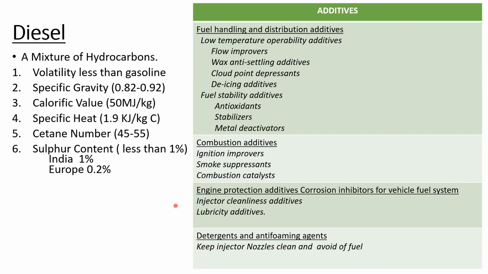Next we go to combustion additives: ignition improvers, smoke suppressants, combustion catalysts. Combustion catalysts help the combustion. Ignition improvers make the combustion process start and ignite faster. And smoke suppressants address one of the main problems.